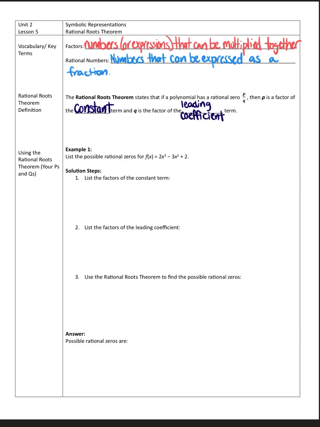All right, guys, this is Miss Wilson again. I'm back at it with another lesson. We're at lesson number 5, Rational Roots Theorem, and we're going to begin talking about some vocabulary and key terms.